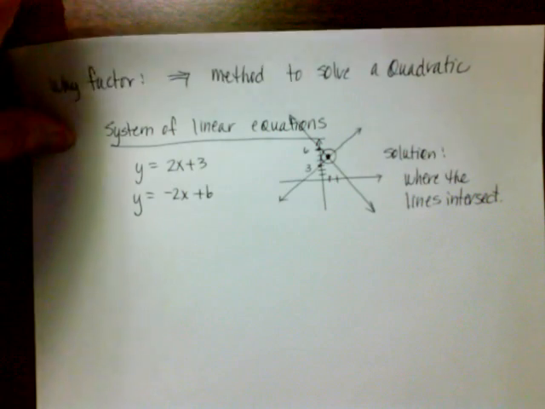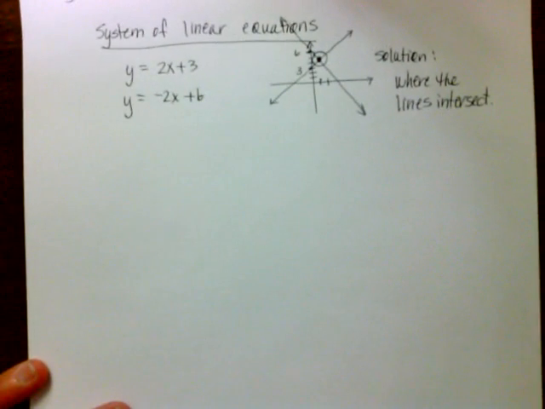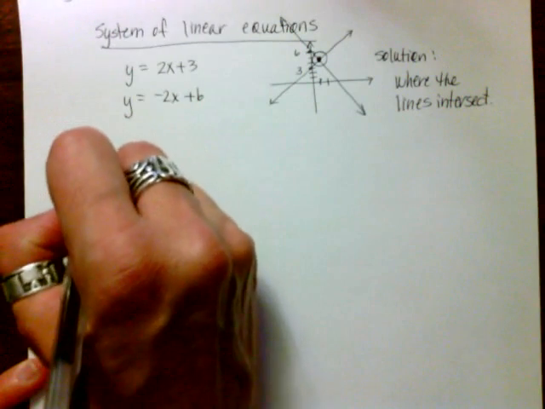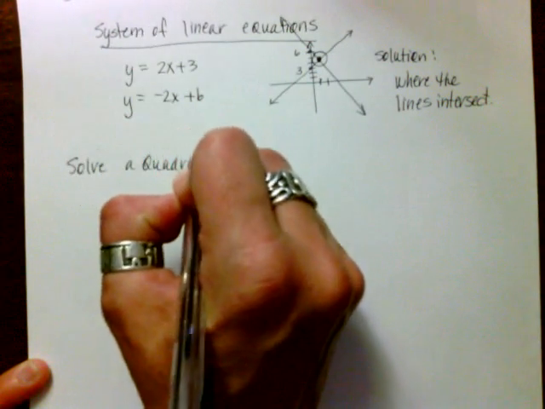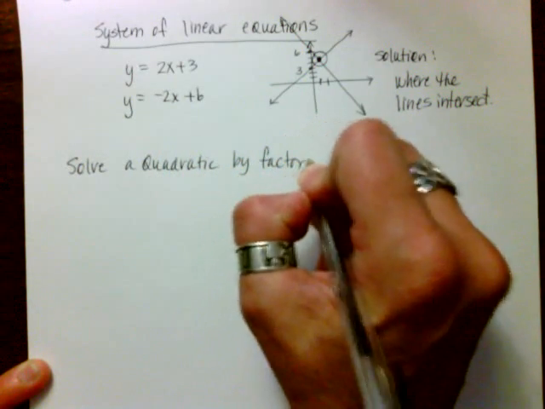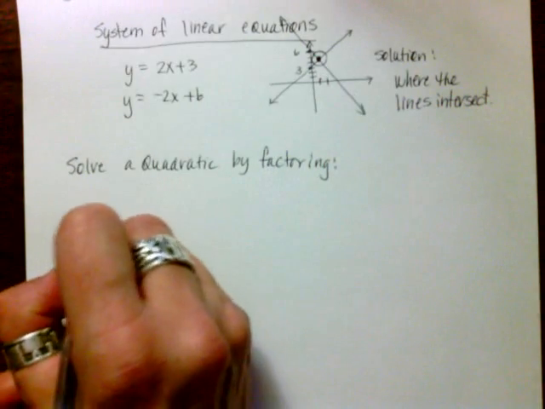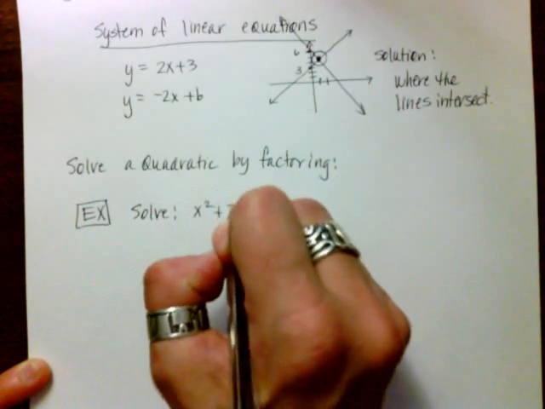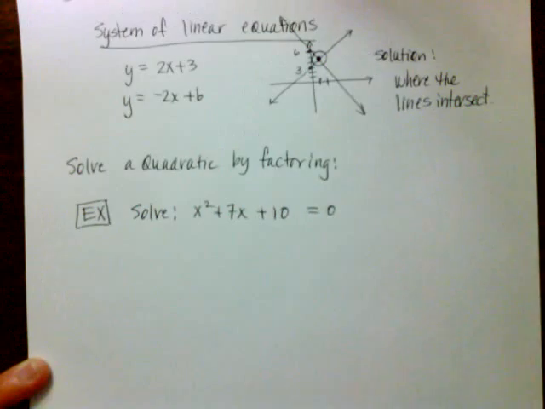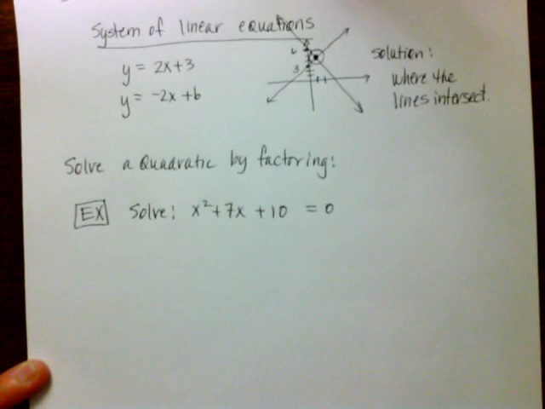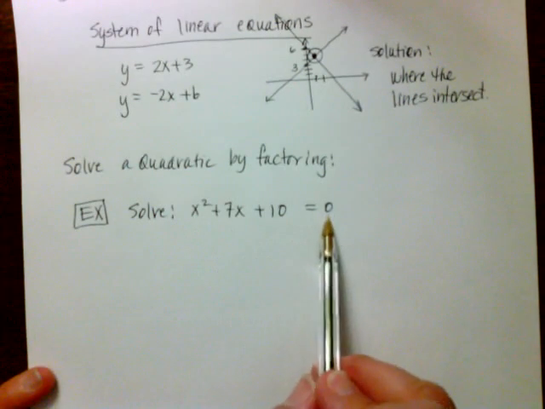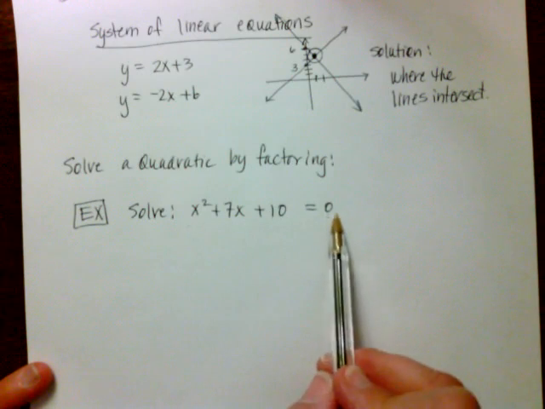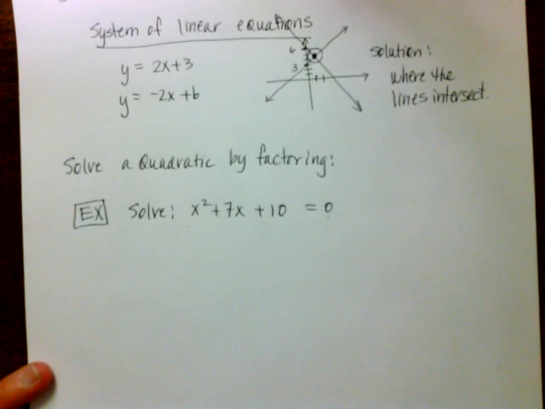So for a quadratic, the solution is different, and we're not going to learn all of our information today, but we're going to talk about how I can solve it by using factoring. So now I want to solve a quadratic by factoring. So let's do an example. Solve x squared plus 7x plus 10 equals 0. A couple of things to notice about solving a quadratic: I always need to have a 0 on one side and everything else on the other side. I can't have a number over here to solve. So it has to have a 0 on the right-hand side.